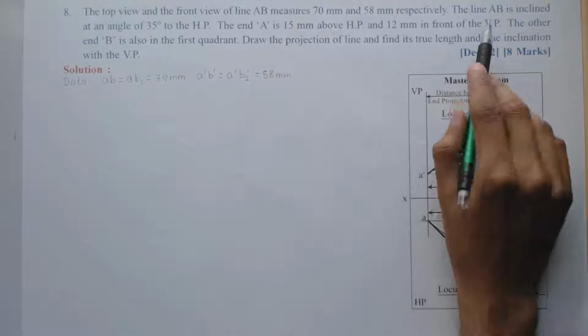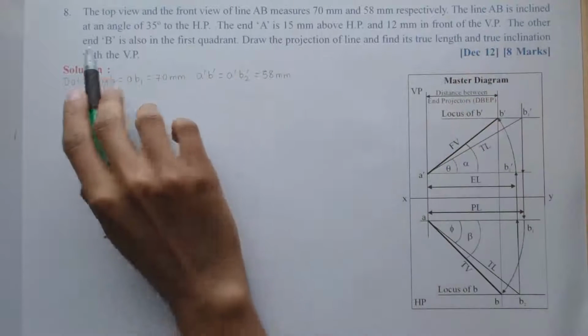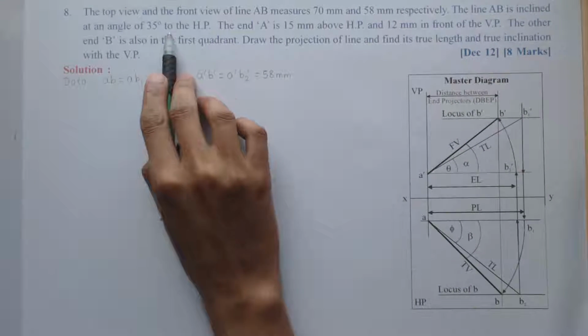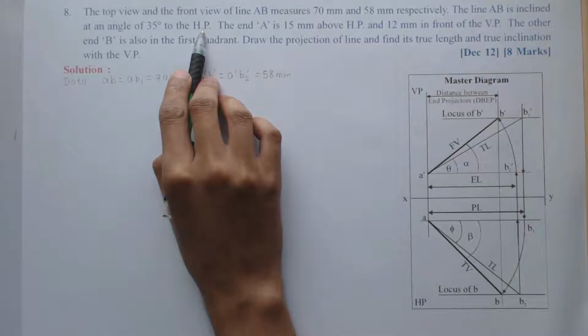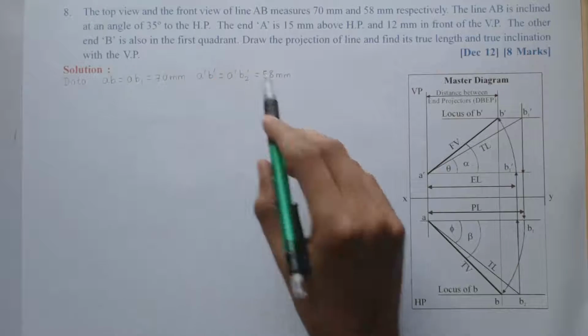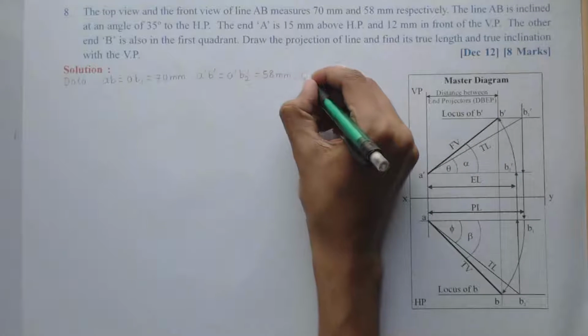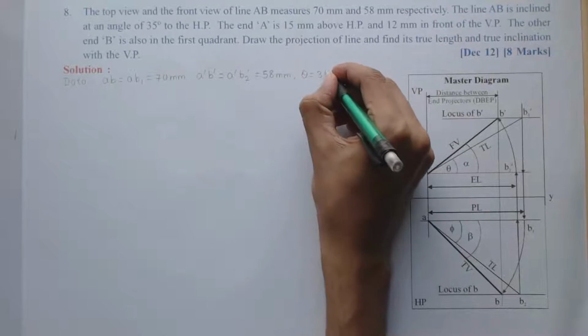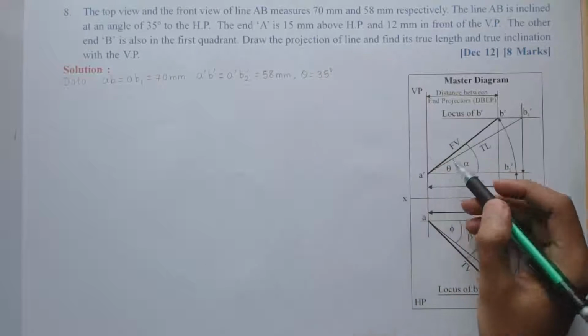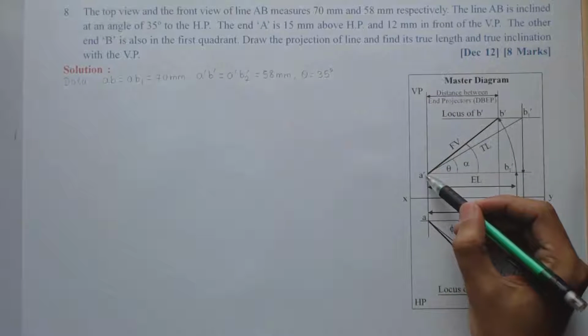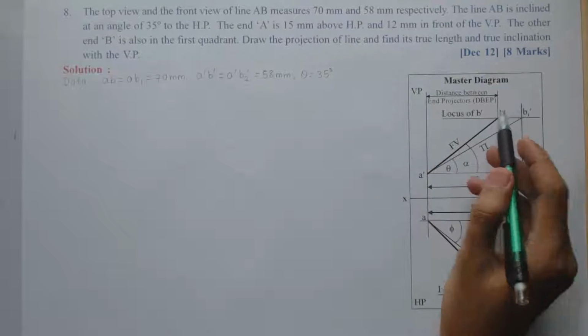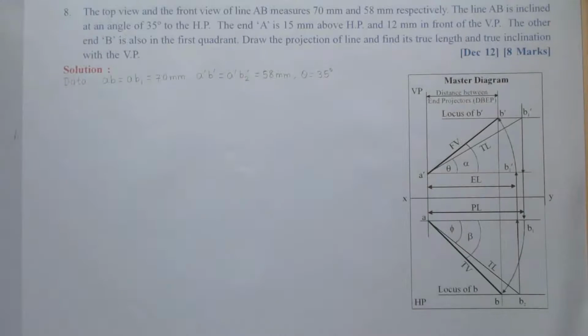Now reading further, the line AB is inclined at an angle 35 degrees to the HP. Means this is the true inclination of the true length with the HP. So from the master diagram, I know the notation is theta. So I can write theta is equal to 35 degrees. So I know the inclination of true length, the notation for which is A dash B1 dash, that is theta is equal to 35 degrees.